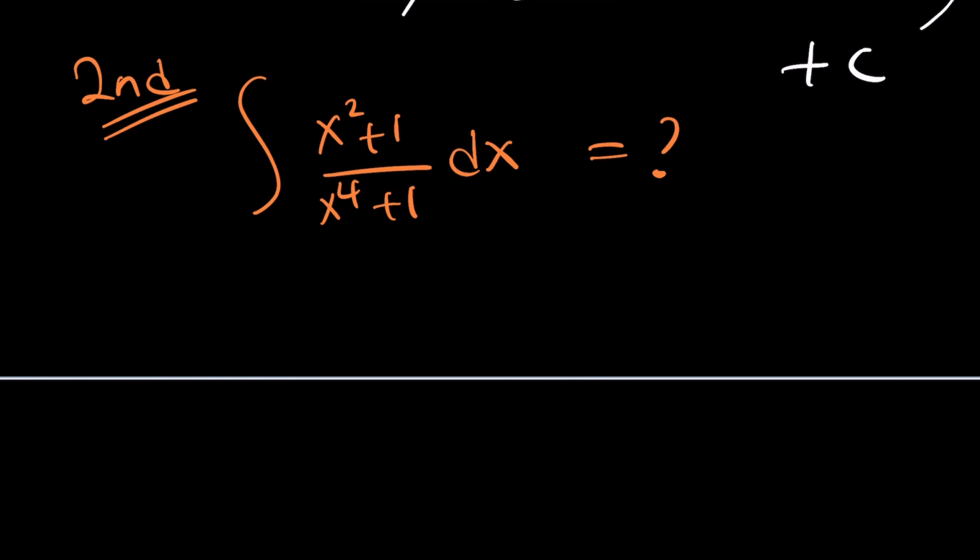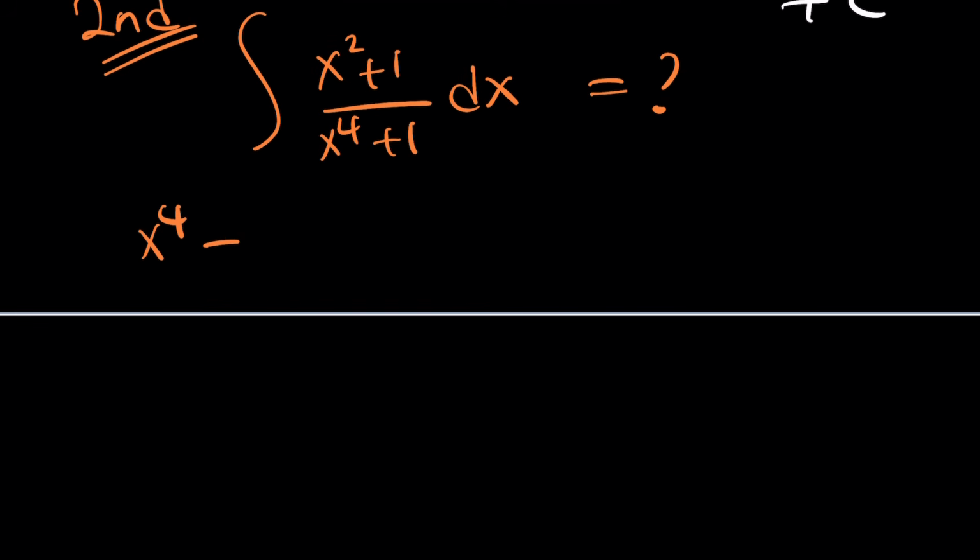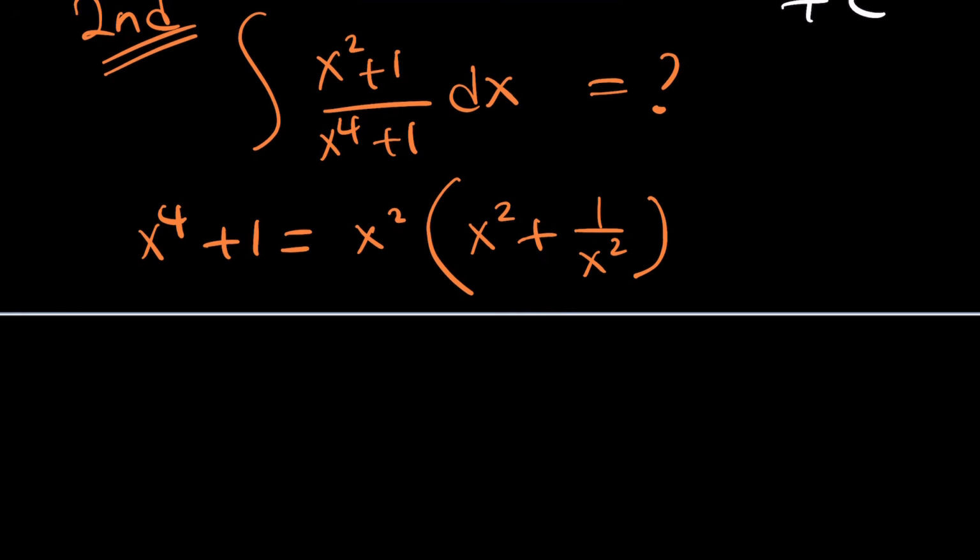And the cleaner method is basically noticing that x to the fourth plus 1 can actually be factored into the following. We'll take out an x squared. That's going to give us an x squared here. Nice. But then, to get 1, we do need 1 over x squared, right? Okay, so what is that supposed to mean? Well, here's the thing. We're going to use a special substitution because of this numerator, okay?